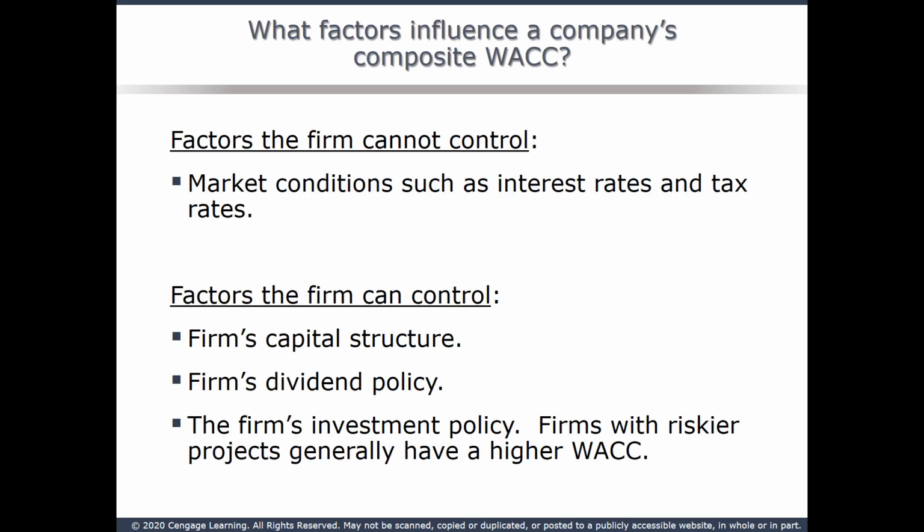How can a firm affect its cost of capital? A firm cannot control market conditions such as interest rates or tax rates. If interest rates rise, the cost of all the components go up. If tax rates rise, the cost of capital decreases. A firm can control its capital structure. How much of the firm is funded with debt versus equity? More debt, less equity brings the cost of capital down.